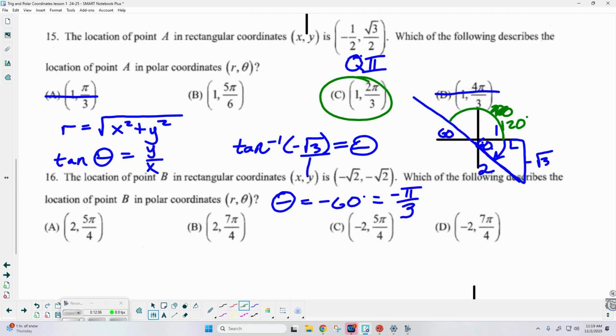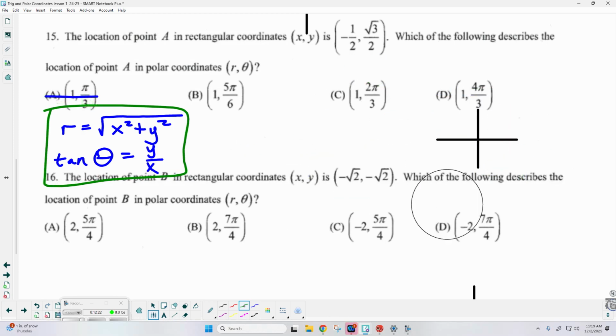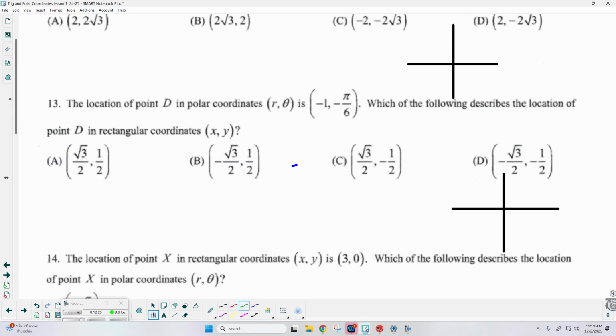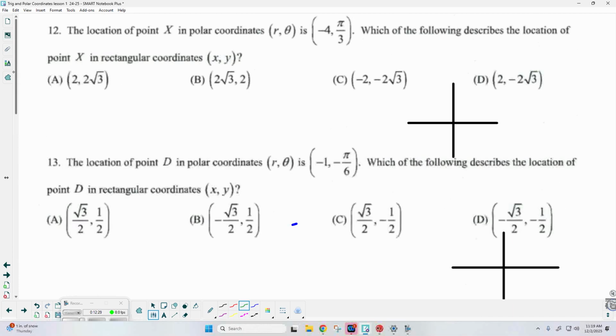So if I'm going from rectangular to polar, here are my 2 equations that I'm going to use. So now let's go ahead and do one where it's polar to rectangular. So another popular one today has been number 12. Let's take a look at that one. So number 12 here, the location of point X in the polar coordinate r theta is negative 4 pi over 3. Which of the following describes the location of point X in the rectangular coordinate xy?